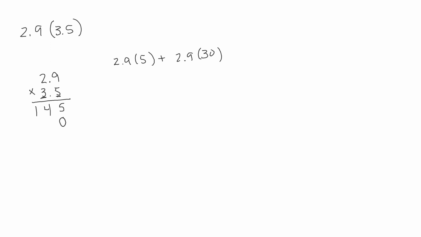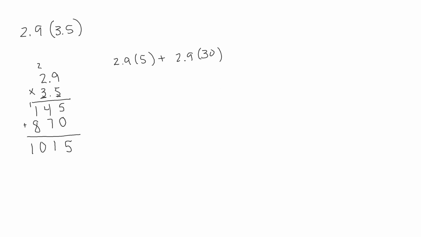Well, 3 times 9 is 27. So I keep a 7 and I carry a 2. 3 times 2 is 6, plus 2 is 8. I've got my partial products, so I would add: 5 plus 0 is 5. 7 plus 4 is 11, so I keep a 1, carry a 1. And then 8 plus 1 plus 1 is 10.